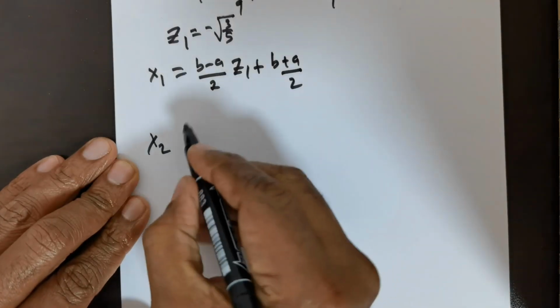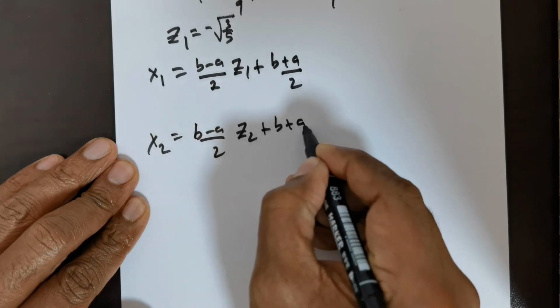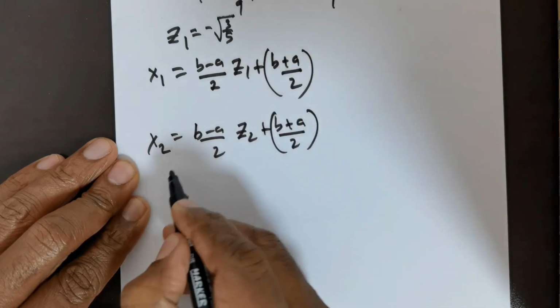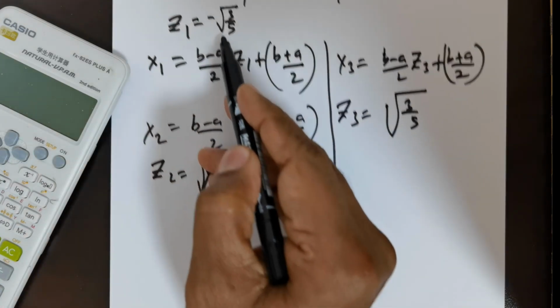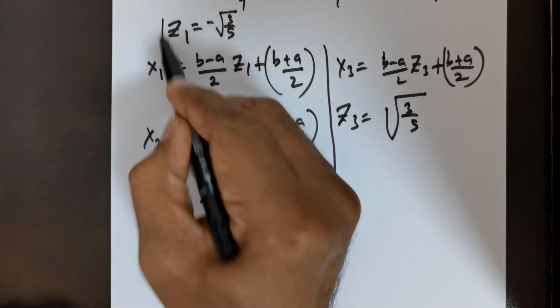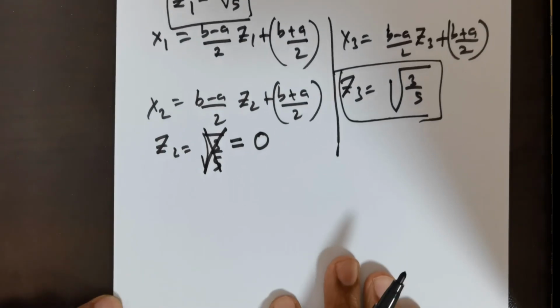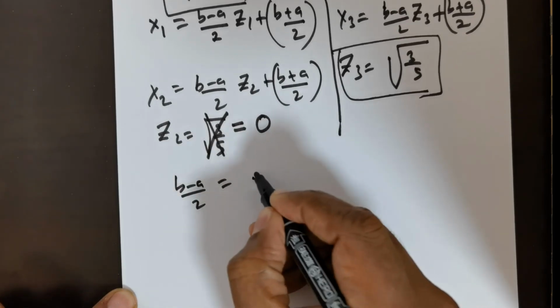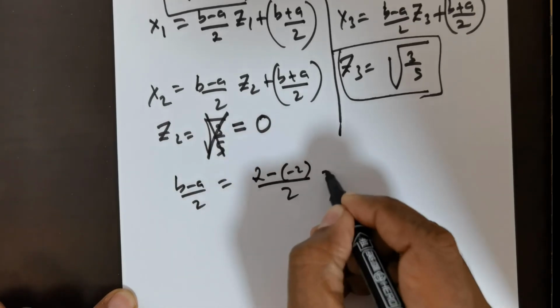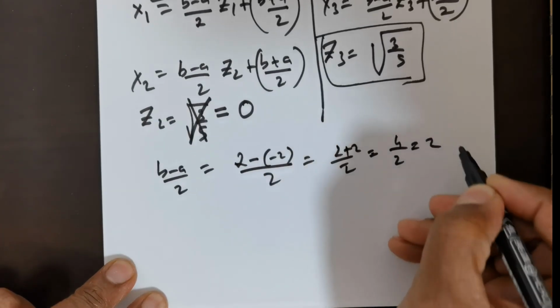Now x2 is equal to (b minus a) over 2 multiplied by z2 plus (b plus a) over 2, and my z2 value should be equal to 0. So z2 is 0 and z1 is negative root of 3 over 5. This is correct. Now we have to evaluate these values. Foremost, I would like to find (b minus a) over 2. My b is 2, my a is negative 2, so 2 plus 2 divided by 2 gives 4 over 2, which is equal to 2.